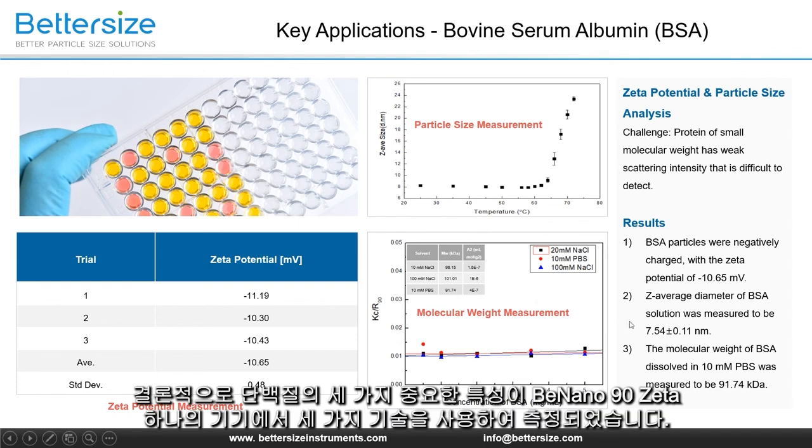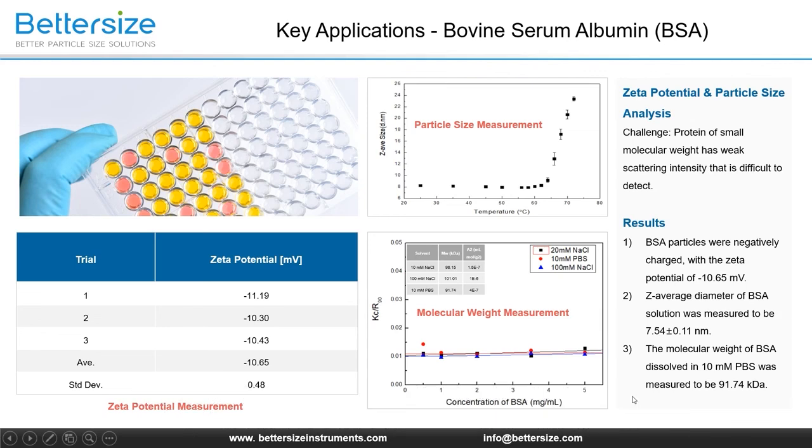In conclusion, three important properties of proteins were measured using three techniques with only one instrument. That's what the BeNano 90 Zeta can offer.